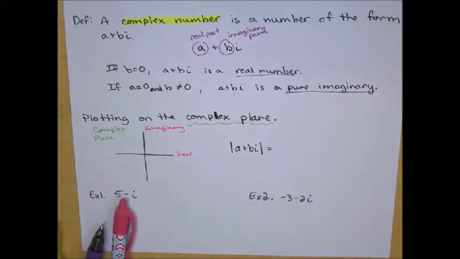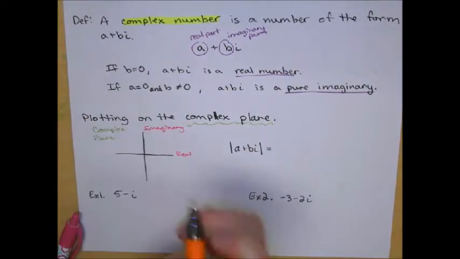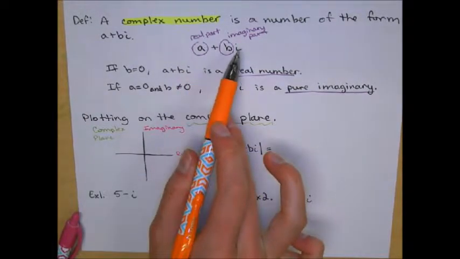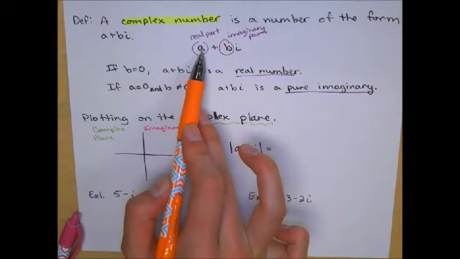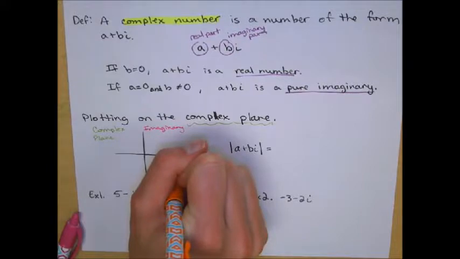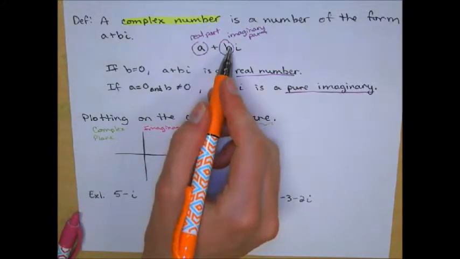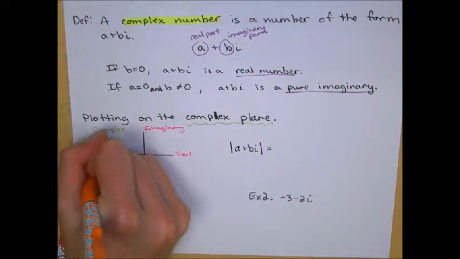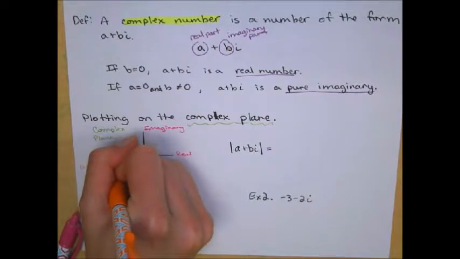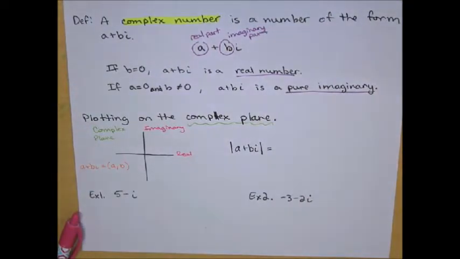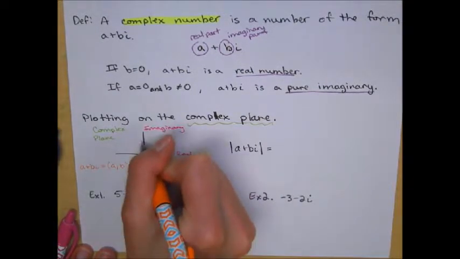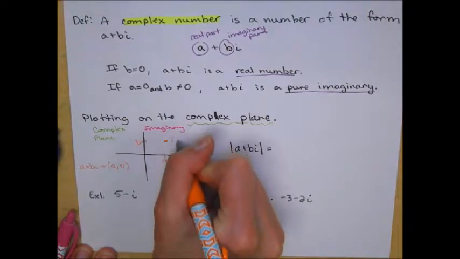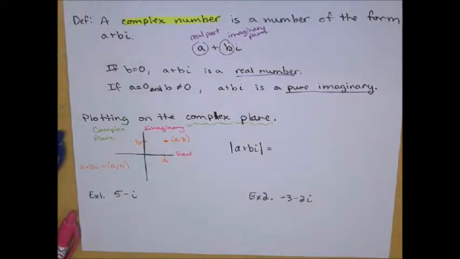So if I have a number a plus bi, up here I have a plus bi, my real part, my a, is going to go on the real axis. My imaginary part, my b, is going to go on what we think of as the y-axis. So we think of a plus bi as a coordinate a comma b. And then I can plot a over, b up or down, and that is where my number goes. So we think of complex numbers almost as two-dimensional numbers.